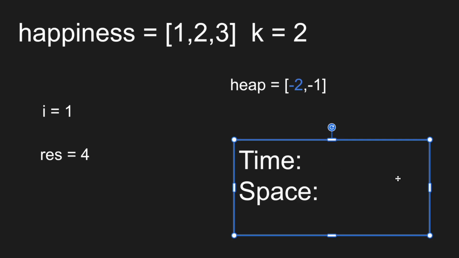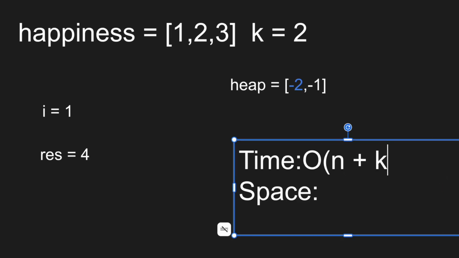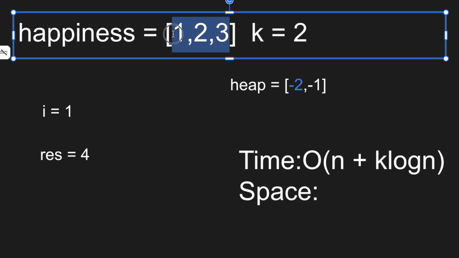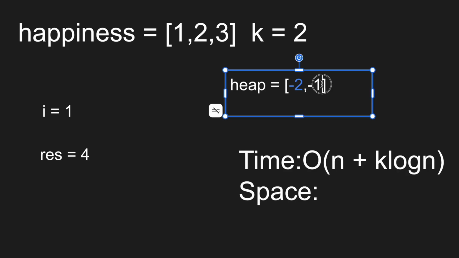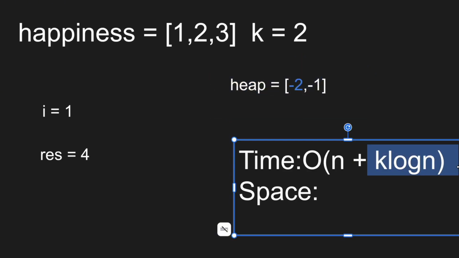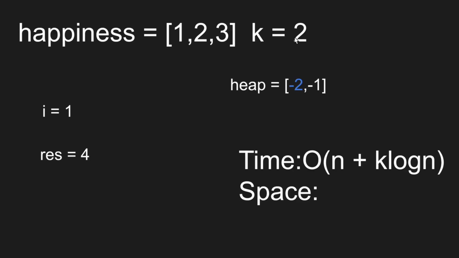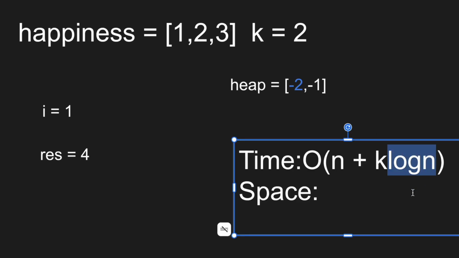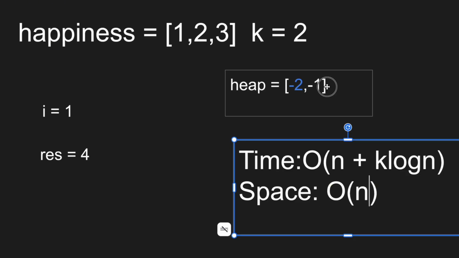And the time complexity would be O of n plus k log n, where n is the number of elements in happiness and k is the value of k. So this n will come from the fact that a heap will take O of n time to form. And this k log n time will come because we're going to iterate k times, and within each iteration, we have to pop from the heap, and that will take log n time. And the space complexity would be O of n because this heap can take up to n space.